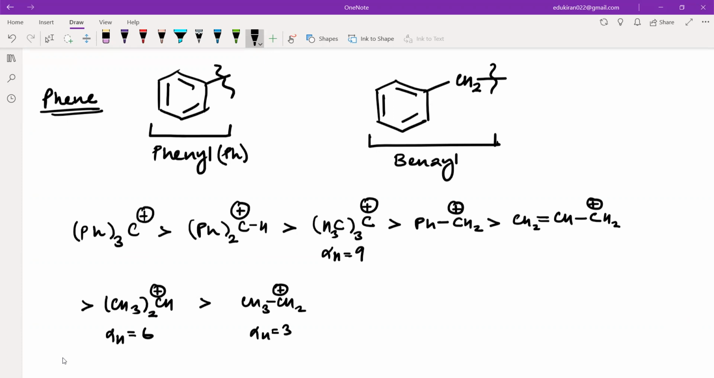Now we are considering everything: resonance, hyperconjugation, and inductive effect. But for simple alkyl, there is no substituent here. Then we have CH3 positive. Okay, so please write this, and you need to learn this. When I say learn this, you have to understand and learn why this is happening. This part here is crucial.